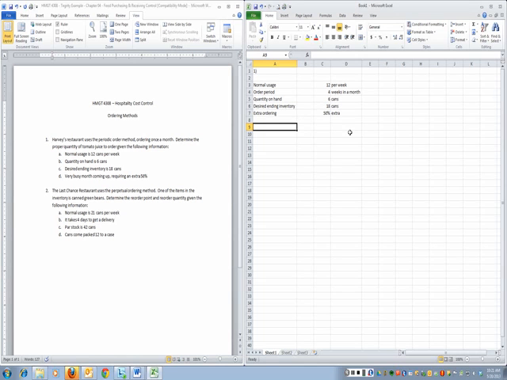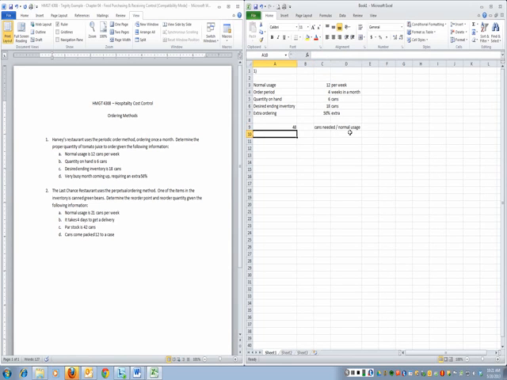So the first thing we want to do is this is going to equal the number of cans we use per week, and we're going to multiply that by our ordering period. So this lets us know that over this next month we're going to need 48 cans. Well, that's our normal usage over that time period.